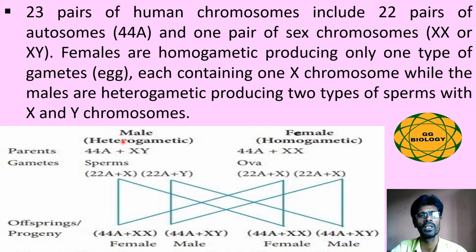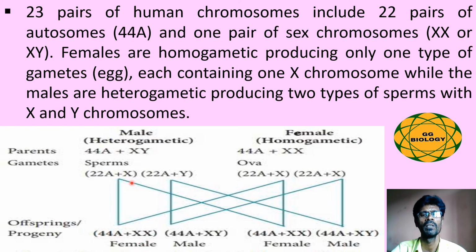In this picture, males happen to be heterogametic by having X and Y chromosomes. Thus they produce two types of sperms, namely 22 autosomes plus X type of sperm and 22 autosomes plus Y type of sperm. Whereas females are homogametic by having sex chromosomes of the same type. Thus the eggs produced are also of the same type, 22 autosomes plus X. At the time of fertilization, the first sperm may fertilize the first egg to produce 44A plus XX, thus the child is female.